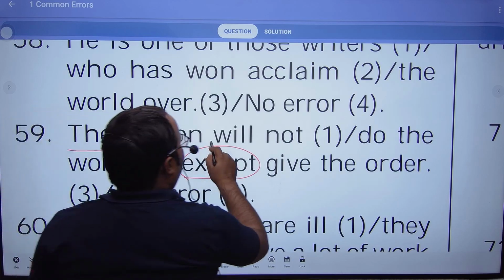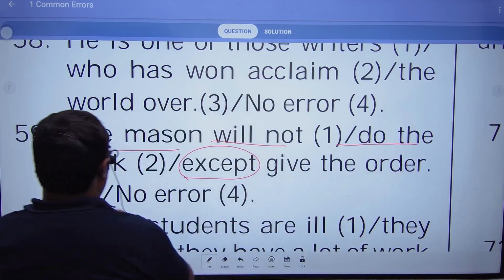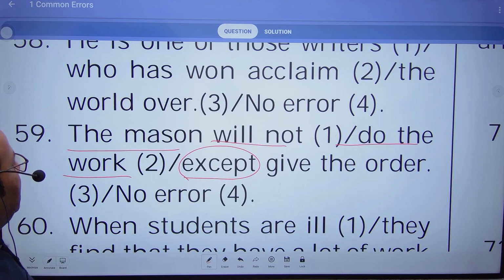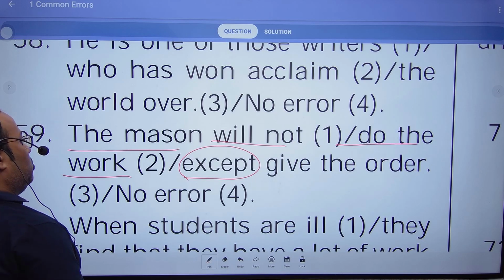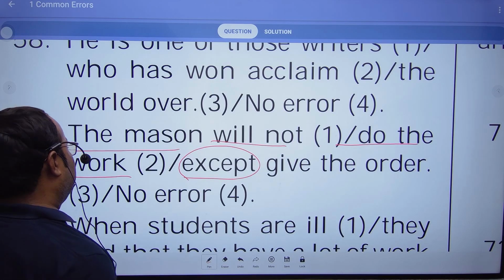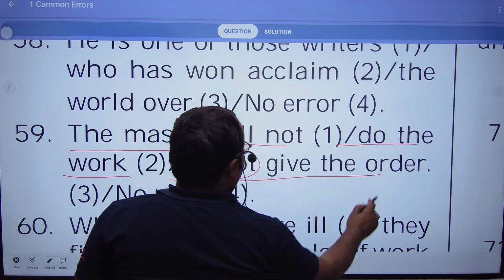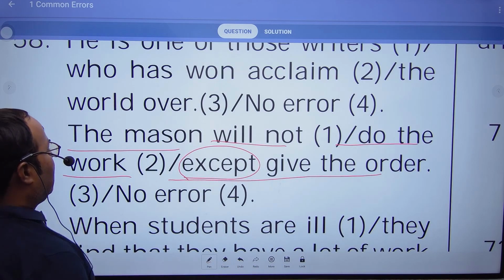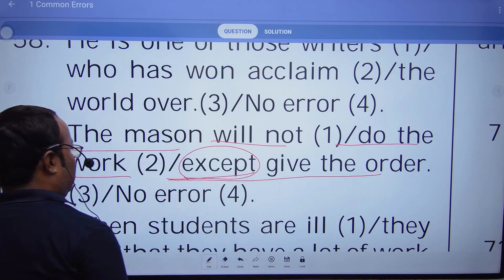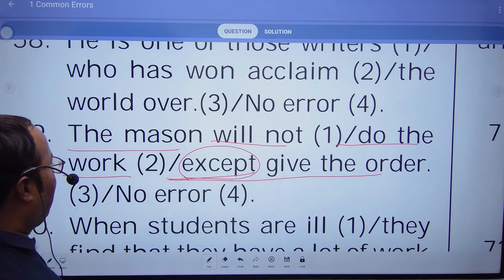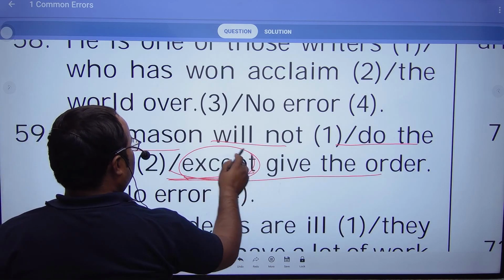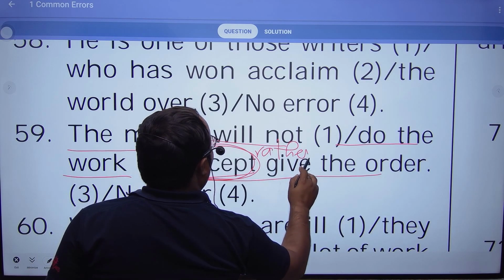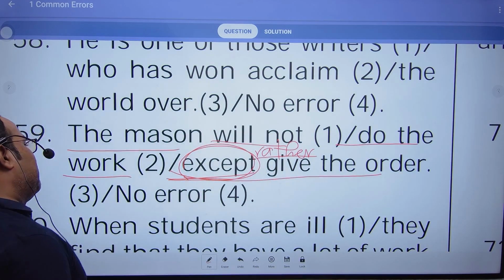The mason will not do the work. The mason मतलब जो मकान का निर्माण करने वाला या महल का निर्माण करने वाला है. Will not do the work, काम नहीं करेगा. Rather give the order, आदेश देने के स्थान पर काम नहीं करेगा. Except is incorrect because except मतलब होता है सिवाय. So सिवाय will not use here. Rather बजाय must be used over here. So rather must be used.